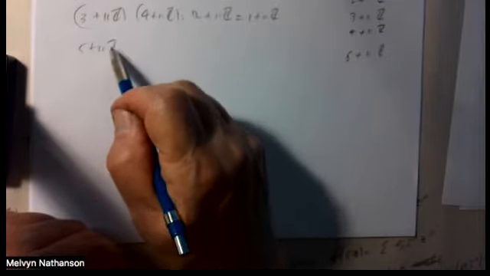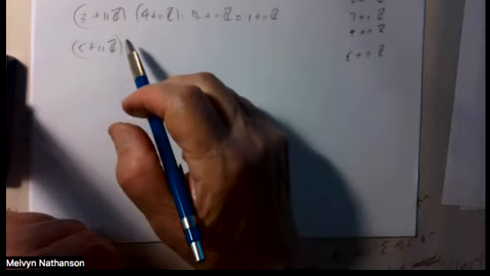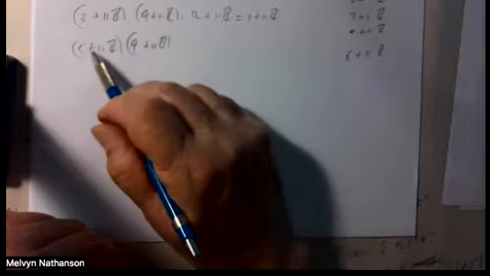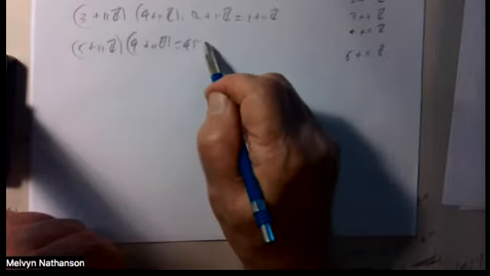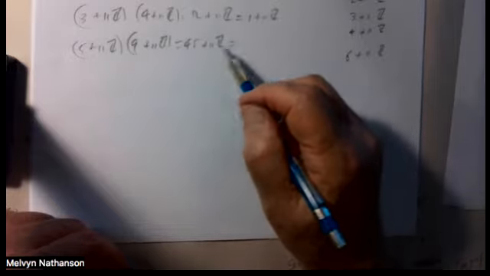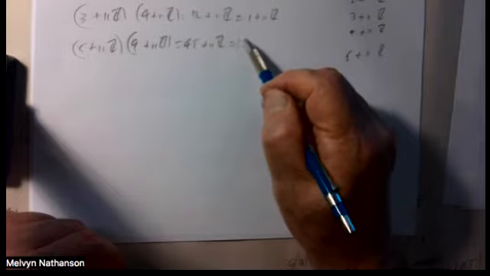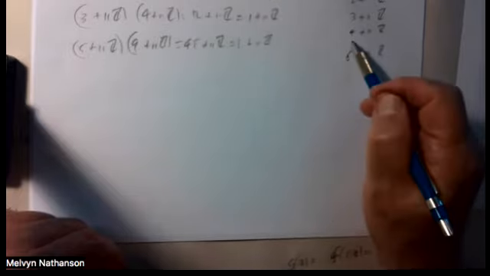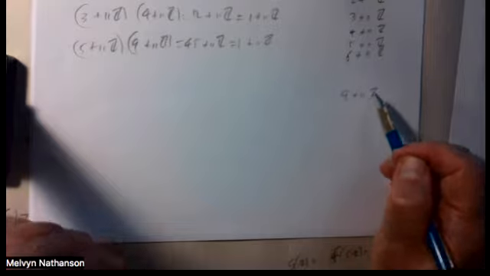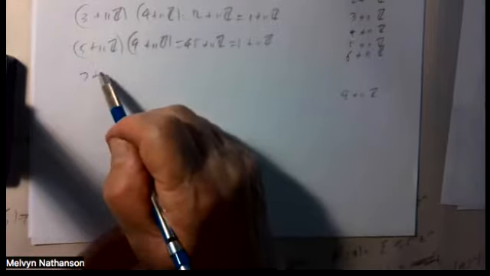5. 5 plus 11Z. I take 5 plus 11Z times 9 plus 11Z. 5 times 9 is 45. And 45 is congruent to 1 mod 11. Of course, 45 is 1 plus 44, and 44 is 11 times 4. So 5 plus 11Z is a unit, and 9 plus 11Z is a unit. So what about 7, 8, and 10?